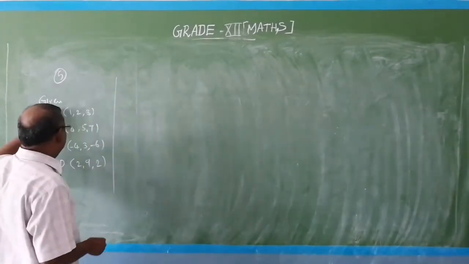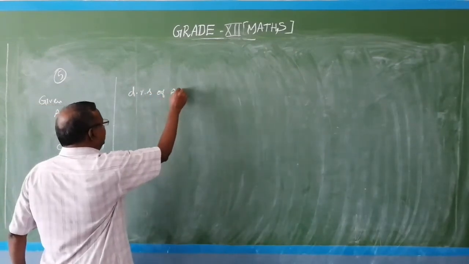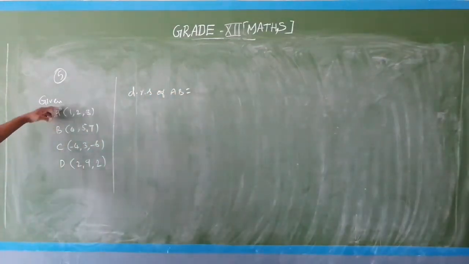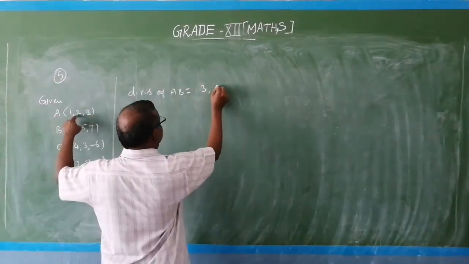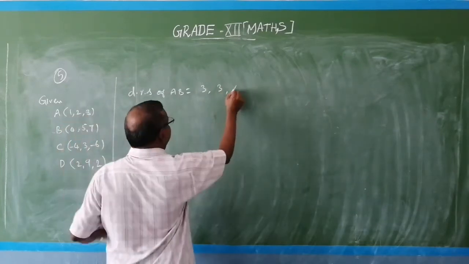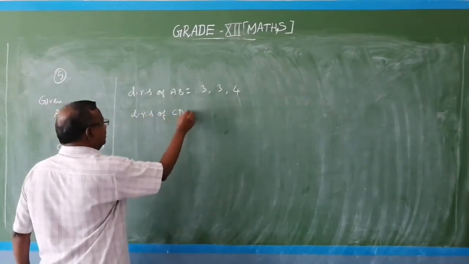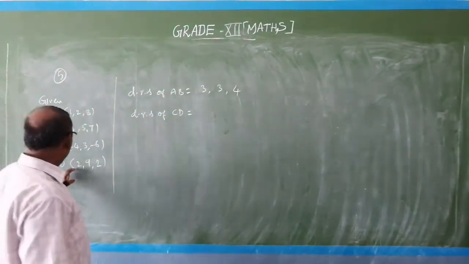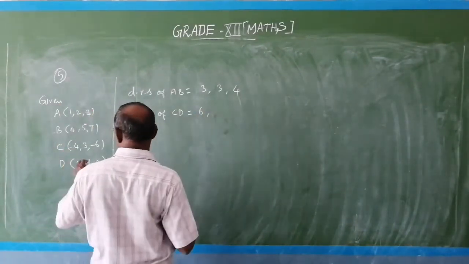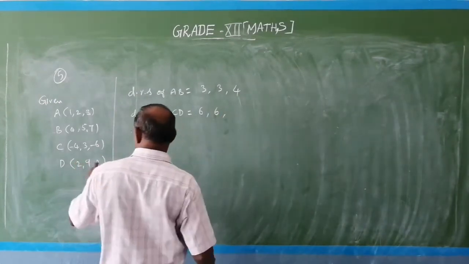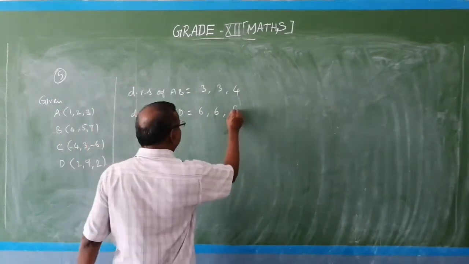First, the direction ratios of AB. The direction ratios of AB equal OB minus OA, that is B minus A: 4 minus 1, 3, comma 5 minus 2, 3, comma 7 minus 3, 4. Now, the direction ratios of CD equal 2 minus of minus 4 plus 4, that is 6, comma 9 minus 3, 6, comma 2 minus of minus 6, that is 2 plus 6, 8.